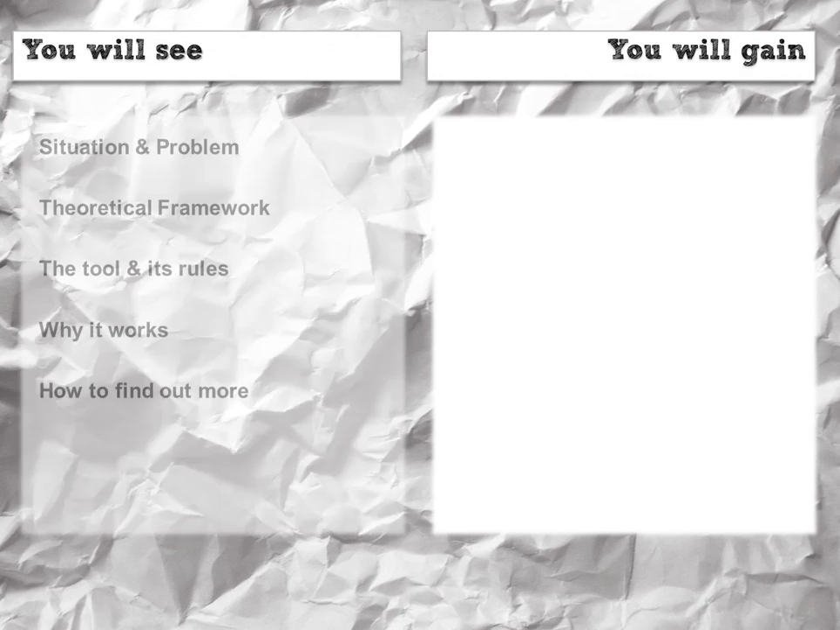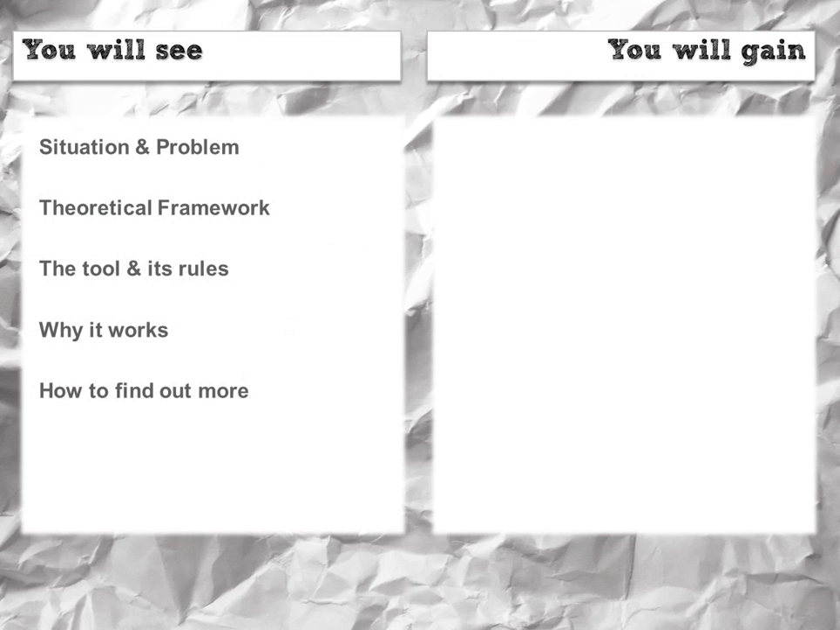to gain. What you will be able to see is the 5 things that I want to cover, which are the situation and problem that I was in, the theoretical framework which I used to solve my problems, the actual tool that fixed it, the rules, how it works, and basically where you can go to find out more. From what you will actually gain, there are 2 things I want you to know.